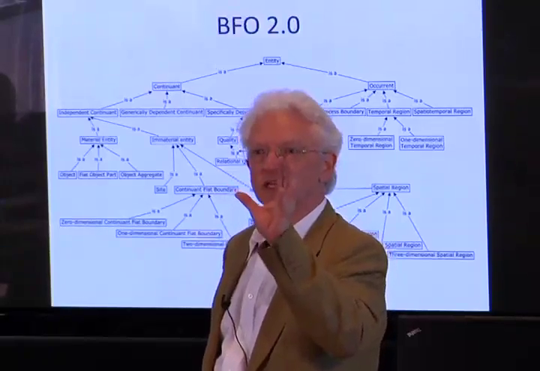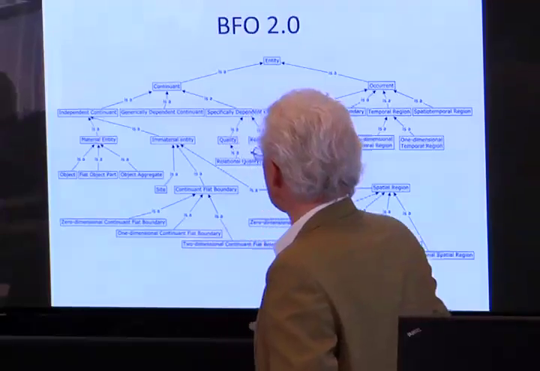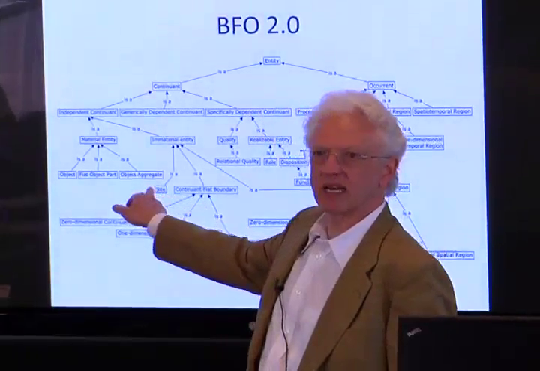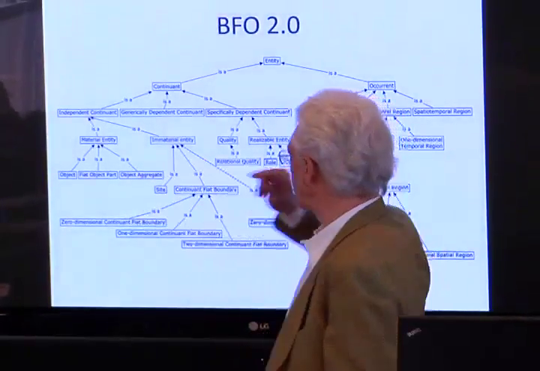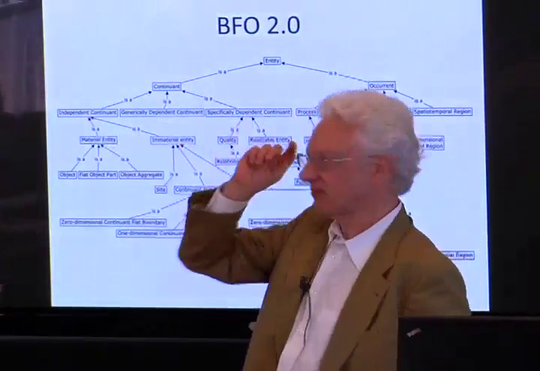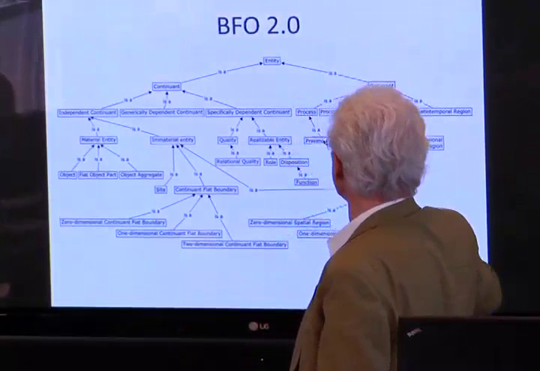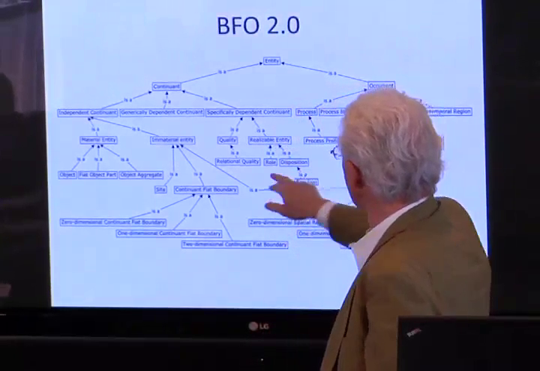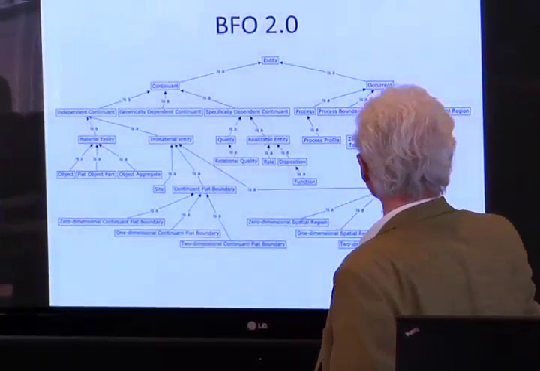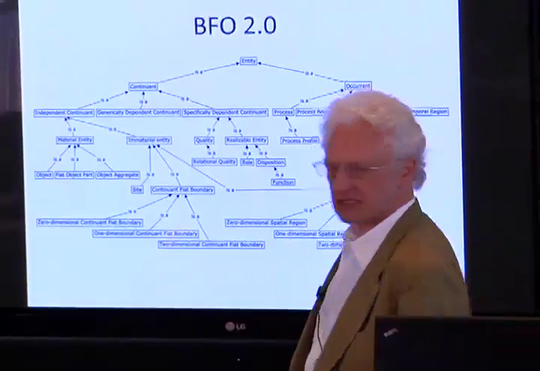A mountain as we normally conceive it, as a geologist conceives it, it is an object. An object aggregate would be something like a population or a community. An immaterial entity is a cavity, a site. We talked about that. And then we have roles and we have functions. I'll talk a little bit about roles later on. And I think that's about enough.